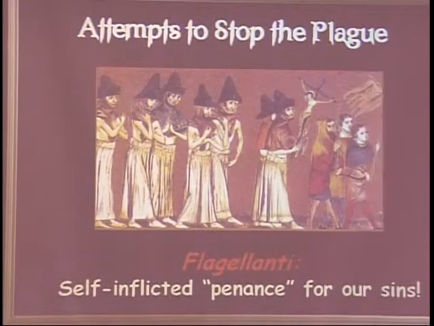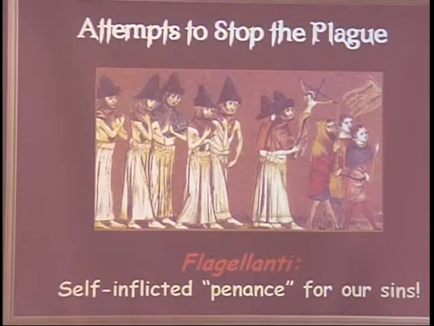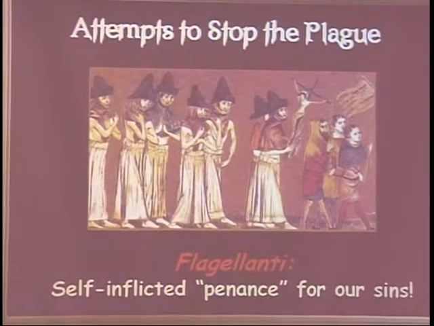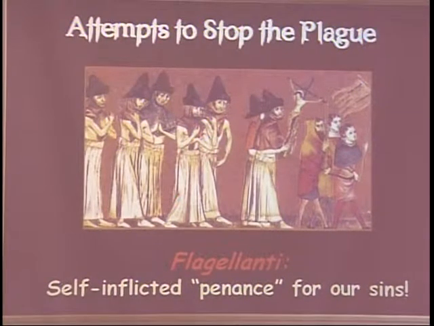Attempts to stop the plague. There was a group of people called the Flagellants, and they believed that if they punished themselves, they would be taking away this curse from God. So they traveled from town to town, holding processions, whipping themselves, often causing great pain to themselves, and thought that they could take this curse away by inflicting the pains on themselves.